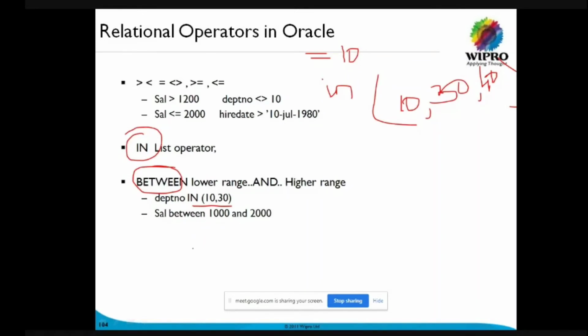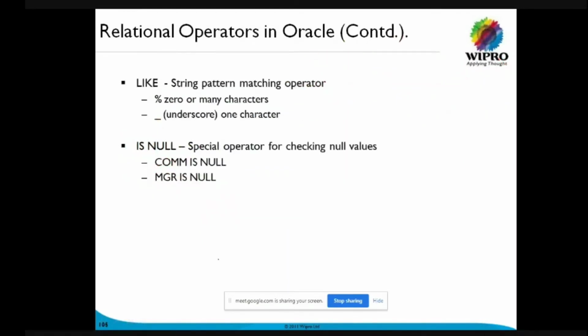And this is the BETWEEN operator with a lower range and a higher range. Between 1000 and 2000. So 1000 will be included, 2000 will be included. In between the values are also coming. So 1000, 1001, 1002, 1003, 1004 up to 2000. This is called the BETWEEN operator. So remember the IN operator and the BETWEEN operator.